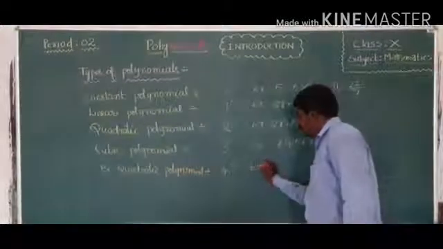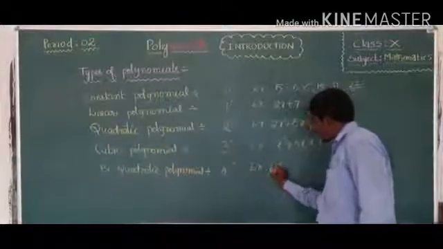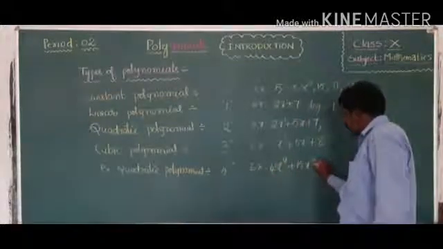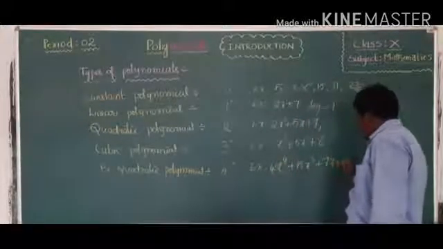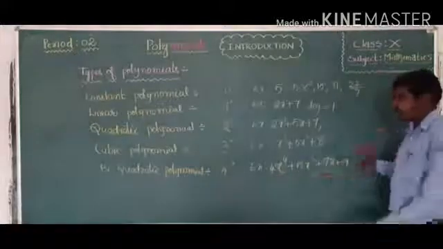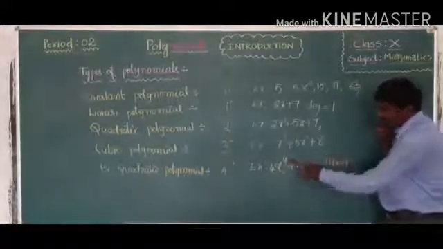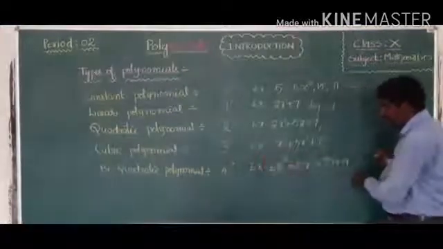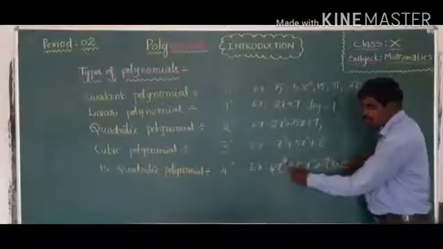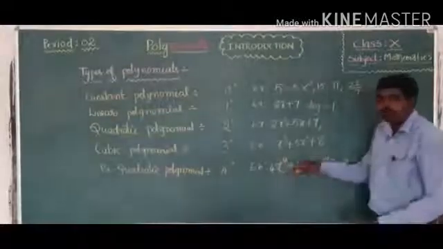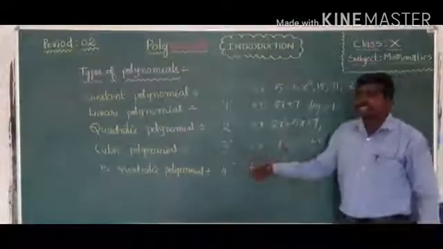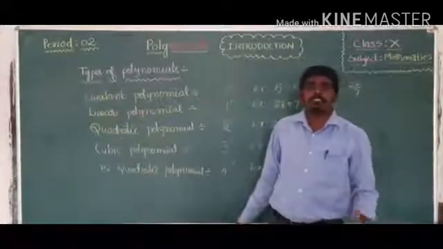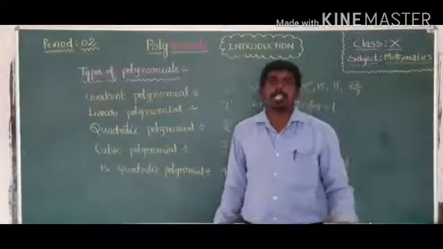For this we can give one example: 4x to the power of 4 plus 5x square plus 7x plus 9. Now in this polynomial, the highest power of the variable is 4. So the degree of this polynomial is 4, and it is called a biquadratic polynomial. So these are some types of polynomials.